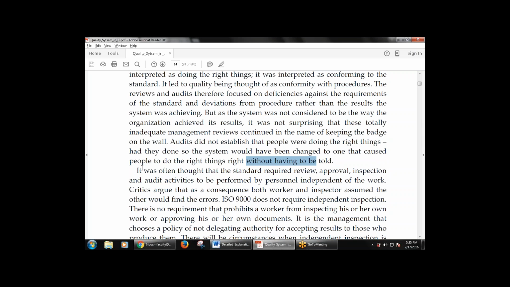So whatever the approval, whatever the inspection that is carried out, that is used for the approval, for verifying the result, for maintaining the data, and for pursuing other things besides finding the error. That means whenever there is an audit, the standard requires review, approval, inspection, and audit activities to be performed by personnel independent of the work.